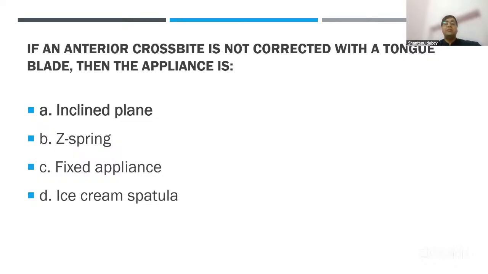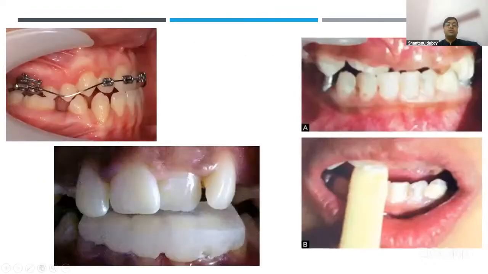They are talking about Catlan's appliance. So this is a fixed appliance through which we can also correct anterior crossbite, but the bite has to be raised. This is tongue blade therapy. Okay. And here, this is Catlan's appliance, which is an inclined plane given on the lower teeth, which would push the upper teeth out, and there is an angulation of the slope at 45 degrees.